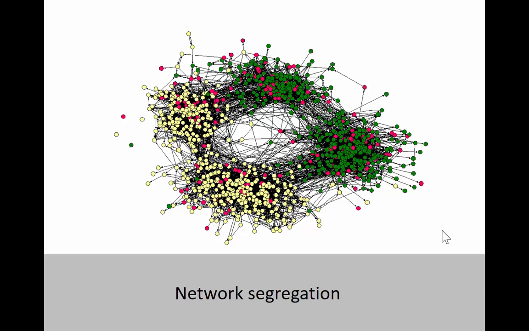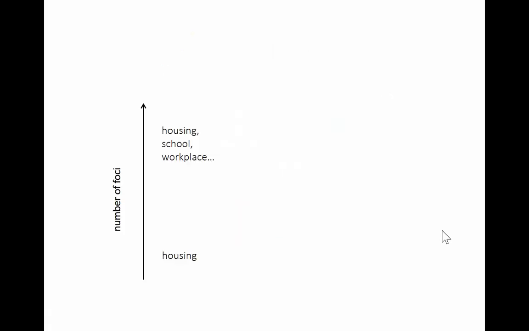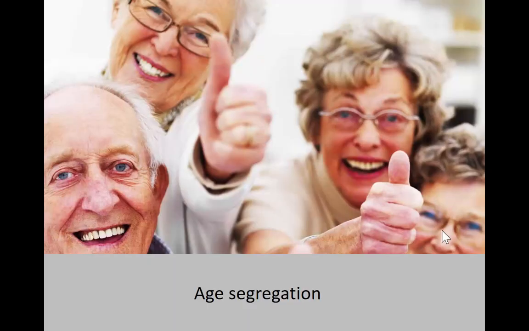So we have all these different domains of segregation. We can think about housing, but also school, workplace, or you could call it a number of foci. But you can also look at different attributes or social categories along which segregation occurs. Obviously race is the classic one, but also age. As I said, how many people do you know who have vastly different ages than you?